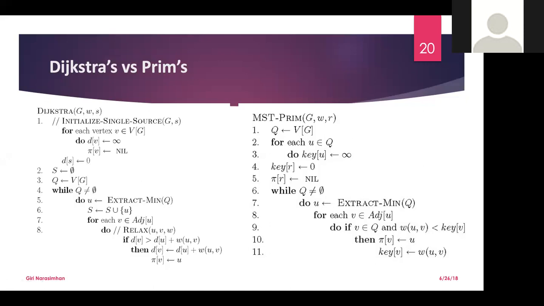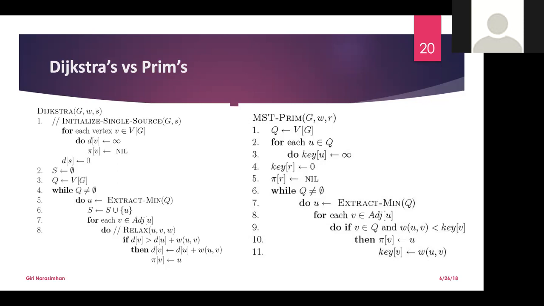Any questions about this? They both produce trees, right? They both produce trees, but this tree is called a minimum spanning tree. This tree is called a shortest path tree. And the root is the source. And the root is the same vertex. It's the source vertex. That's right, in both cases.